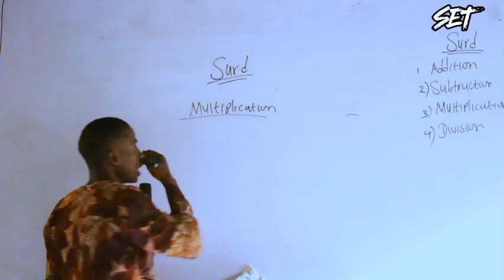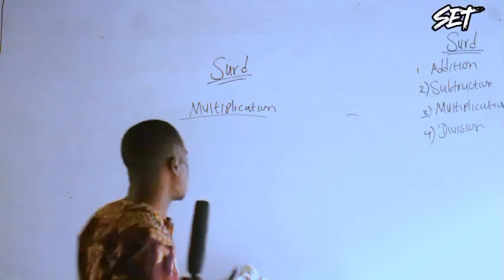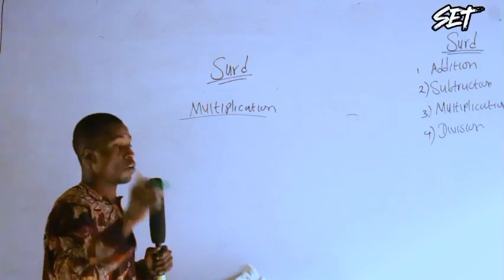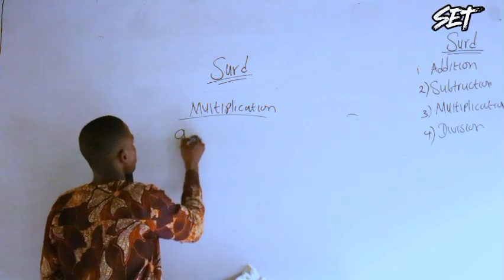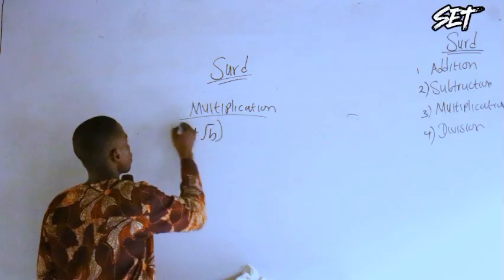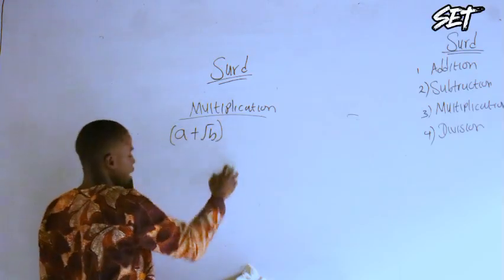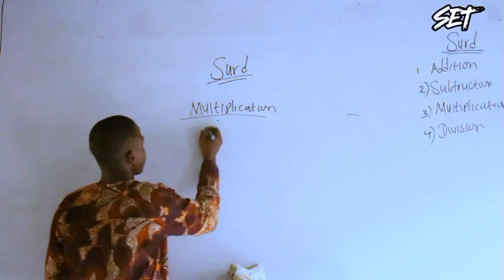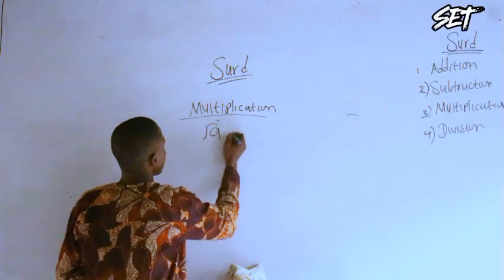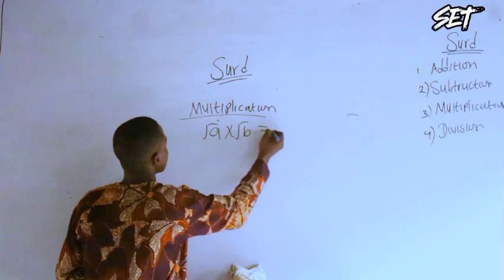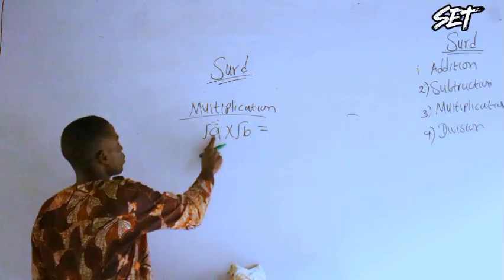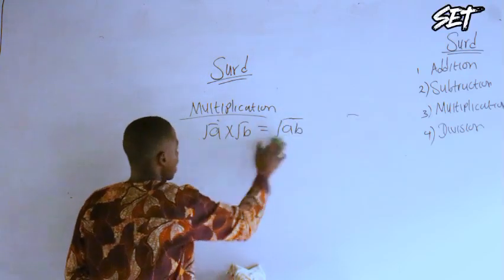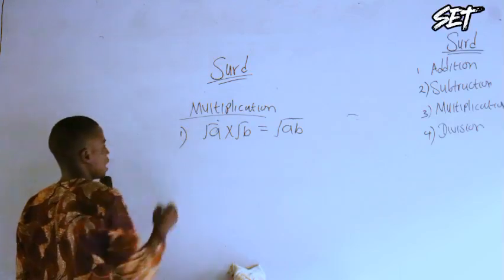Multiplication. Now, in multiplication in surds, we have a rule, which is a formula. Let me give you a simple one before we go to the complex. When we have root A times root B, the answer will be root AB. Let me give you an example that you can really understand.